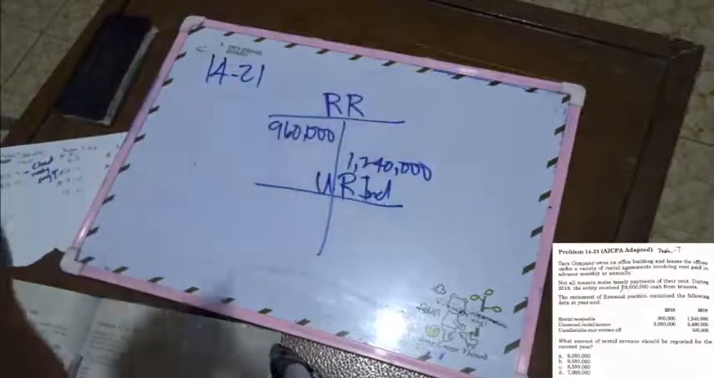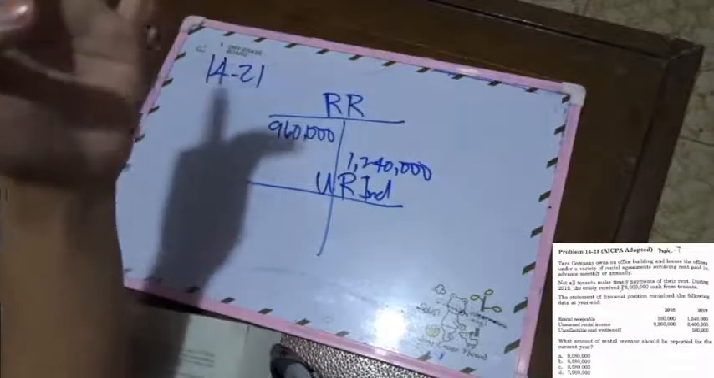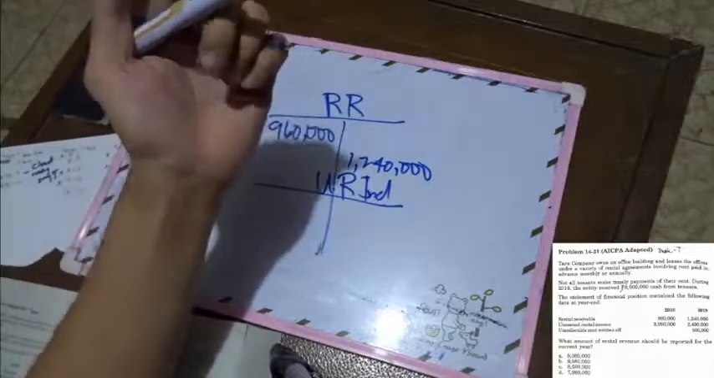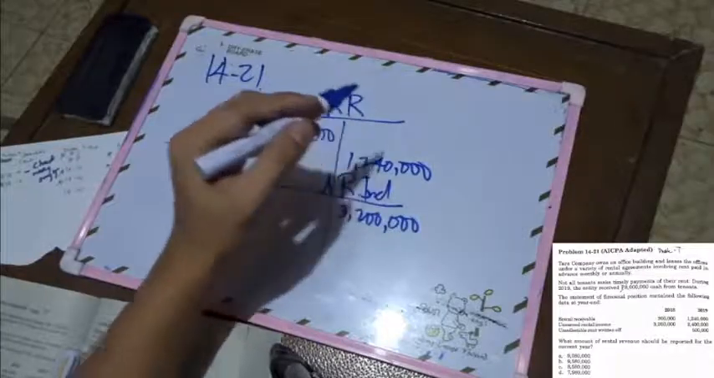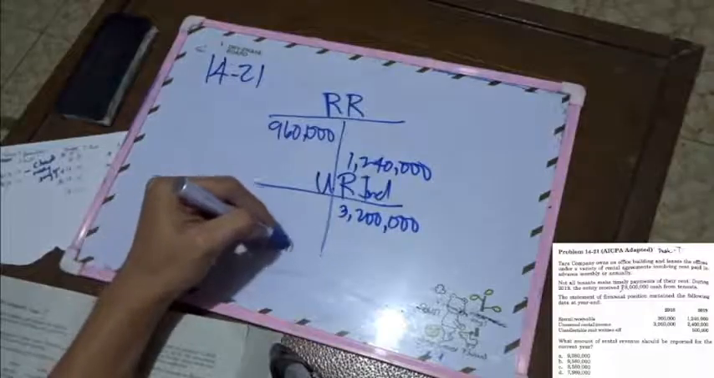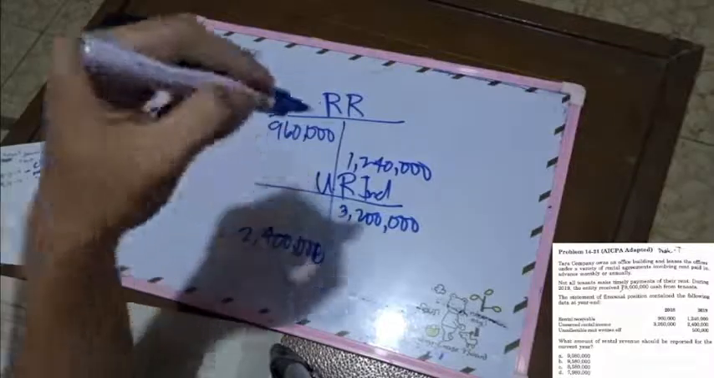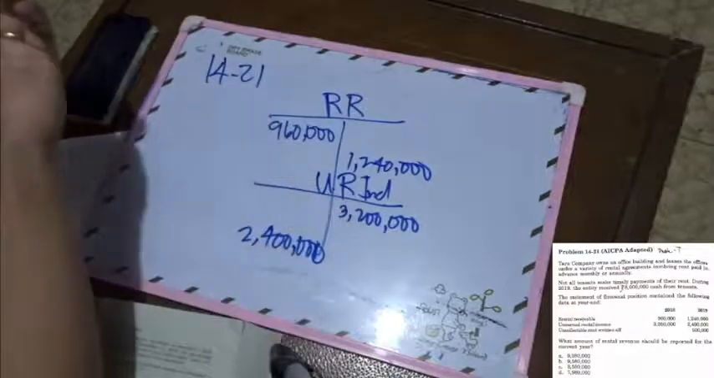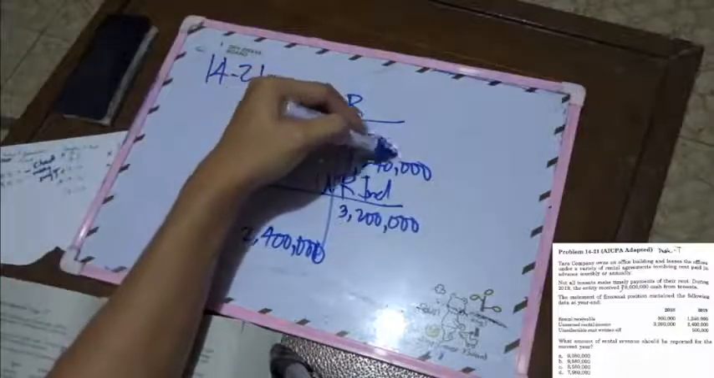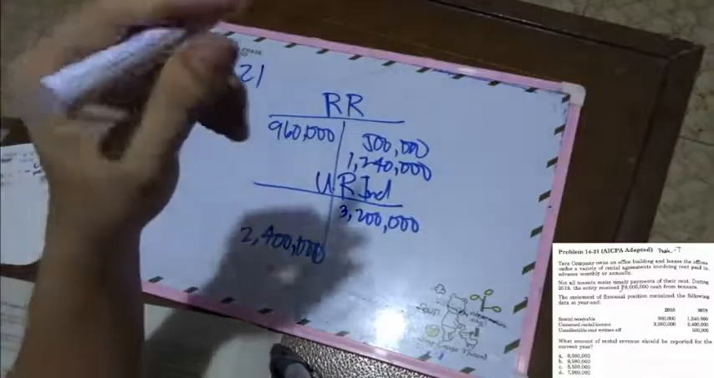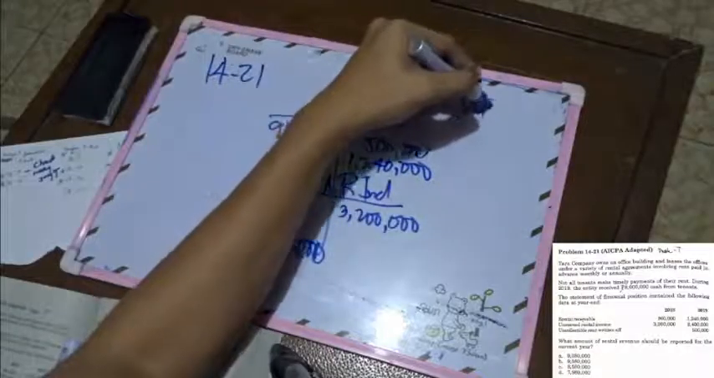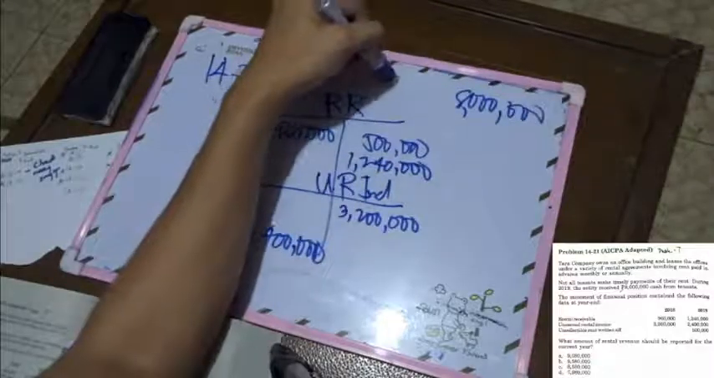It's an asset, so it's on the debit side. Ending balance is 1,240,000. For unearned rental income, it is a liability account, so the beginning balance is on the credit side, 3.2 million. Ending balance is 2,400,000. And then here you have a write-off amounting to 500,000. The written-off account will be written on the credit side of the receivable account. And then you have 8 million cash receipt.